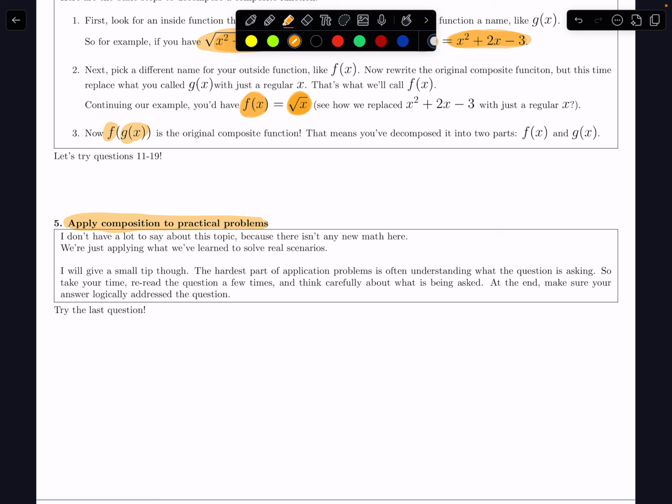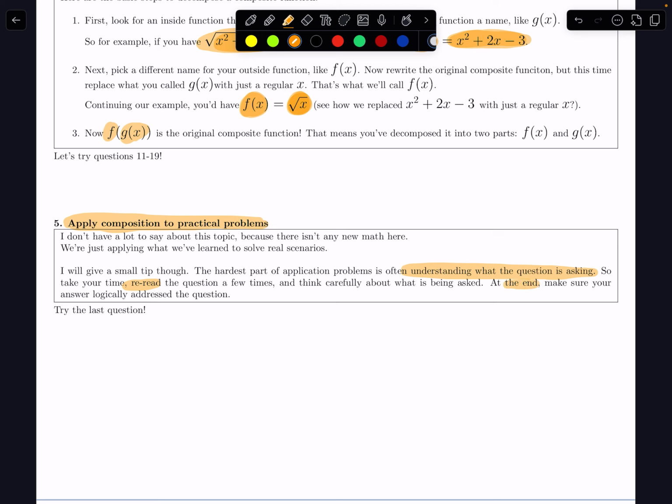Now we're just applying it to an actual word problem. That's all. I was just saying, okay, we're going to do a word problem now. So a small tip though. The hardest part of application problems is often understanding what the question is asking. So just make sure you dedicate sufficient time to reading and rereading the question until you understand what's being asked.